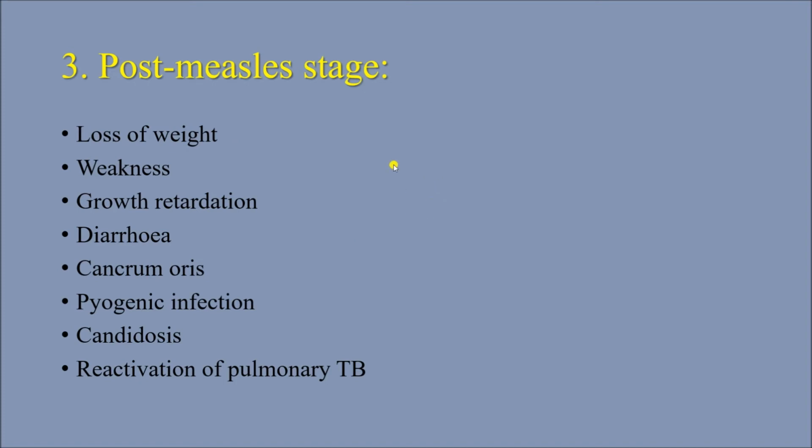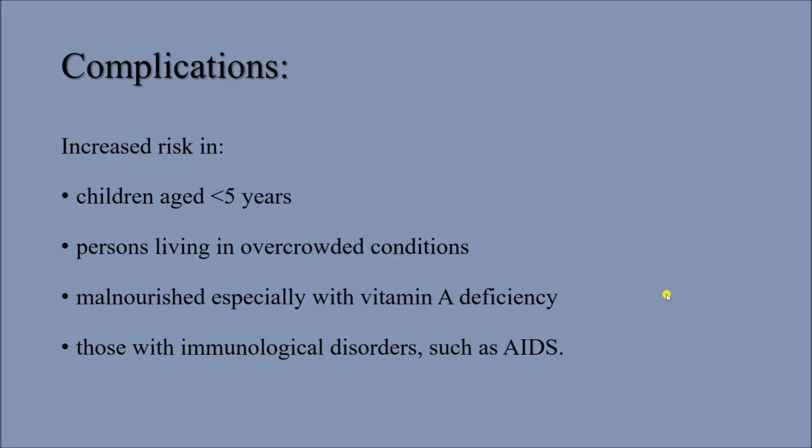Post-measles stage is characterized by loss of weight, there can be weakness, growth retardation in children, diarrhea, cancrum oris, pyogenic infections, candidosis or candidiasis, and reactivation of pulmonary tuberculosis. Complications: there is high risk of complication in children less than 5 years of age. Also, people living in overcrowded condition, because most of the time their level of immunity is quite low, malnourished, especially vitamin A deficiency, and also those with immunological disorders such as AIDS. So any immunosuppression, in that case there can be complications.